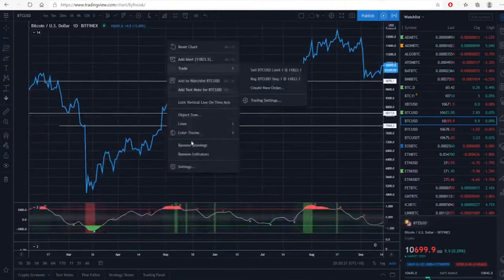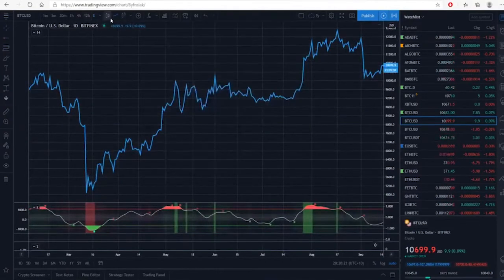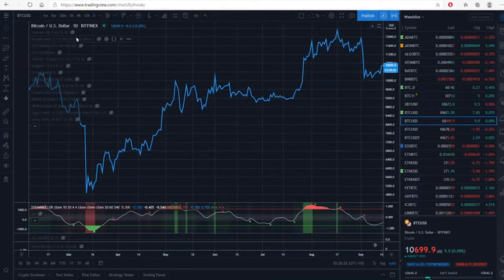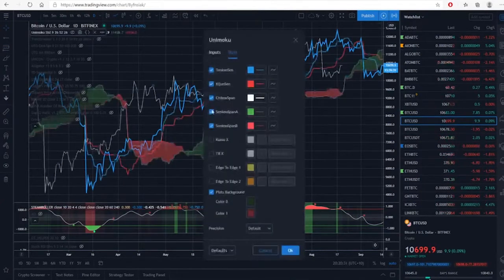I will do the same thing with the Chikou, and that's really the only time that I would use the Chikou in any sort of TA way, if you will. And I'll turn everything off and I'll show you what I mean by that.